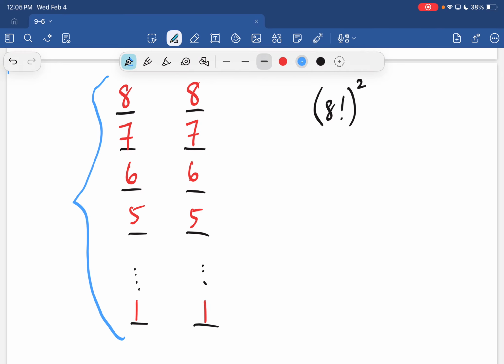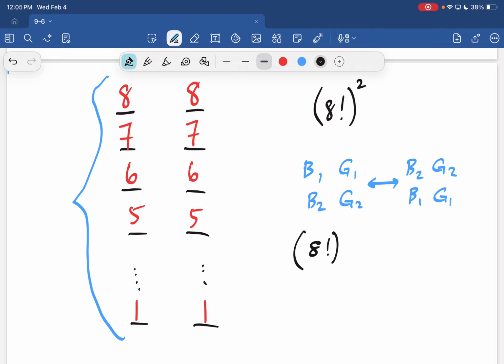For example, you could have boy 1, girl 1, and then boy 2, girl 2. But this is the same as boy 2, girl 2, boy 1, girl 1. So these are identical, but we're counting them twice in this way of doing things. And how many ways are there to order those pairs? There are 8 factorial ways to order the pairs. And so the answer is 8 factorial squared divided by 8 factorial, which is 8 factorial.